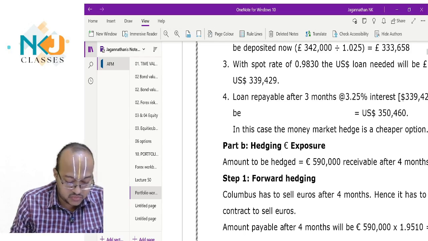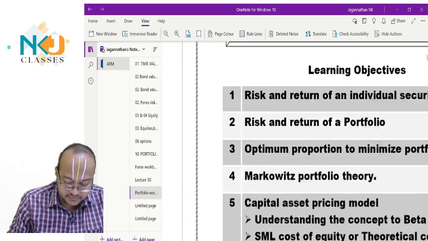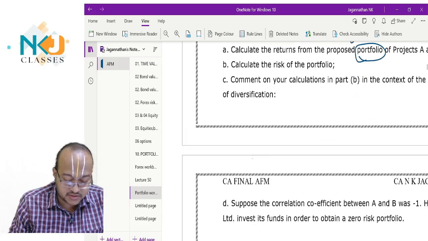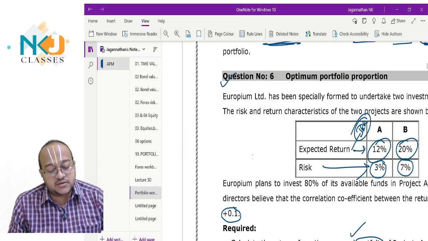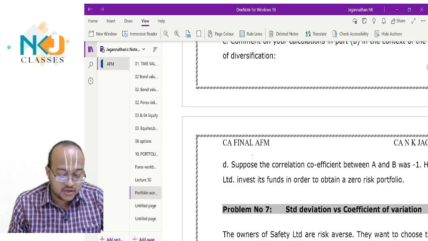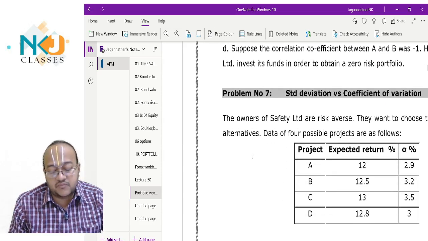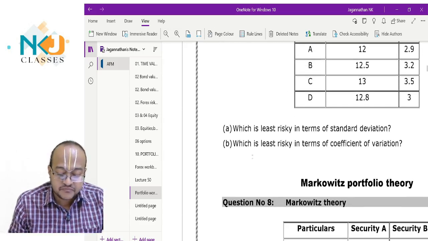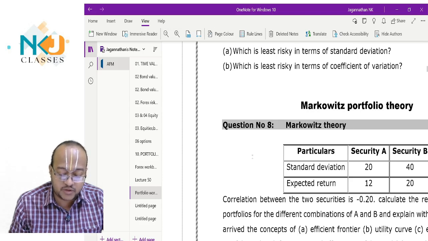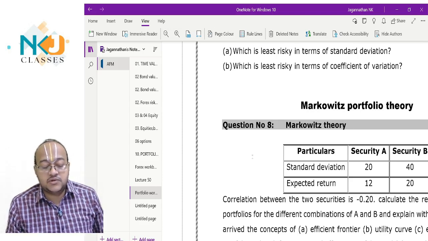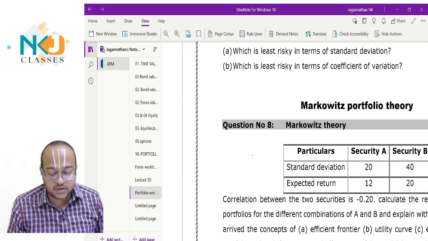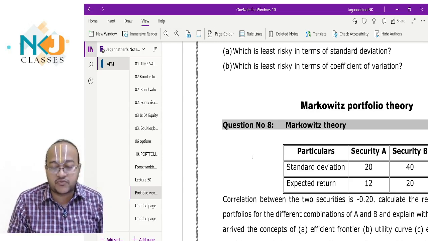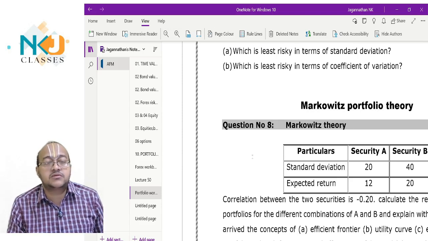Up to question number 6 we discussed yesterday, and question number 7 we will learn after some time. Okay, we will leave it there. Question number 7 is yet to be done. Question 8, we will start with Markowitz portfolio theory. Before that, we will have a quick recap of whatever we studied under risk return profile.